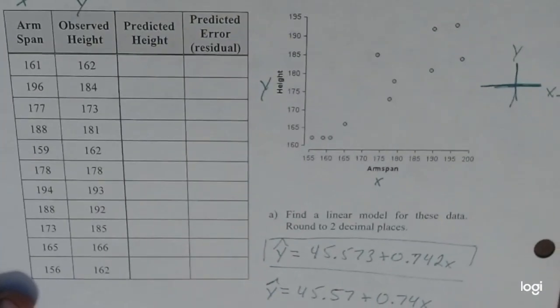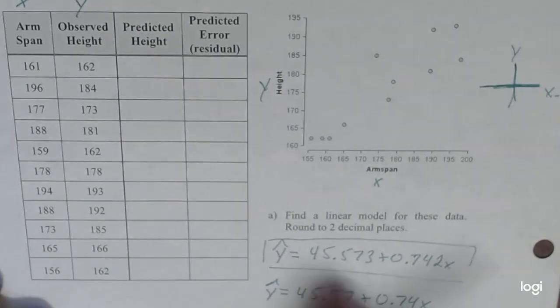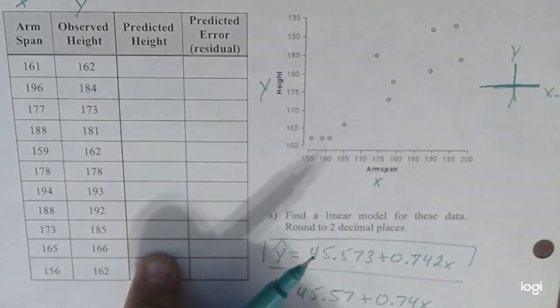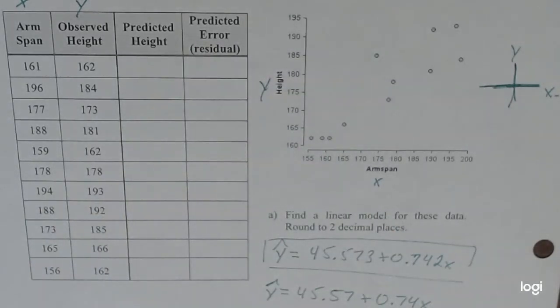So we want to find the predicted and the residual, which is our error. We're going to plug in all of these x's into here, and then subtract them. So see if you guys can do it faster than me. A little race, huh?